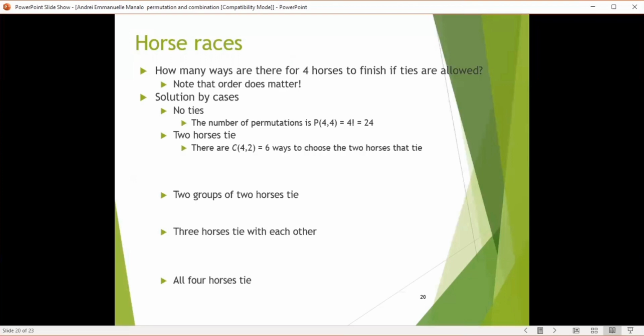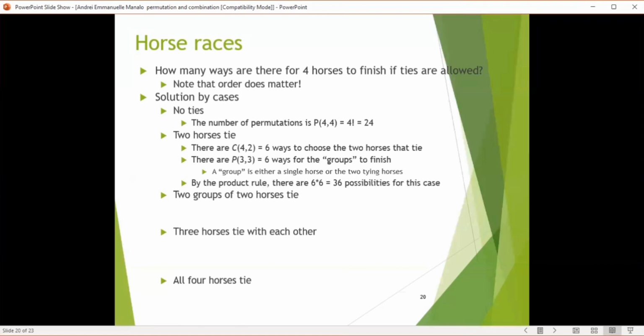For 2 horses tying, there are C(4, 2) equals 6 ways to choose the horses that tie. There are P(3, 3) equals 6 ways for the groups to finish. A group is either a single horse or the 2 tying horses. By the product rule, there are 6 times 6 equals 36 possibilities for this case.